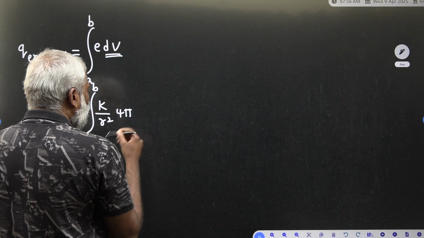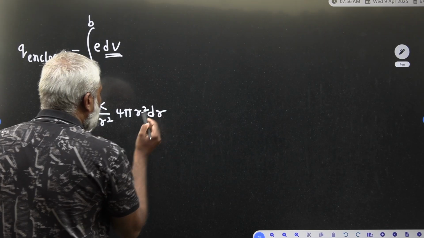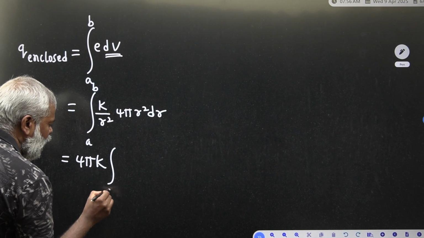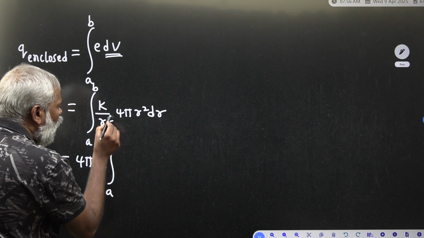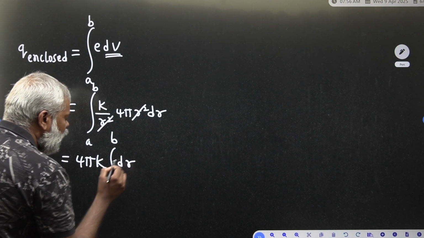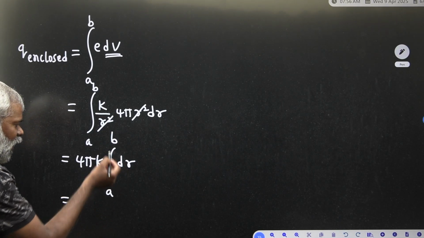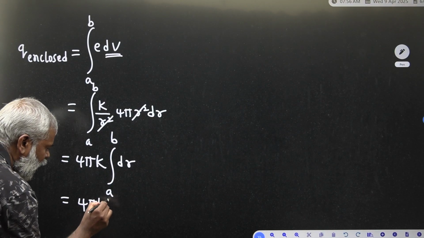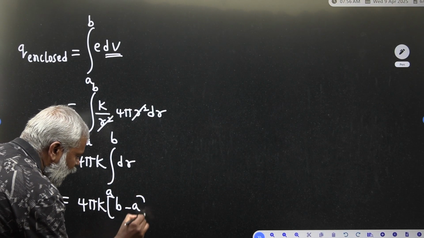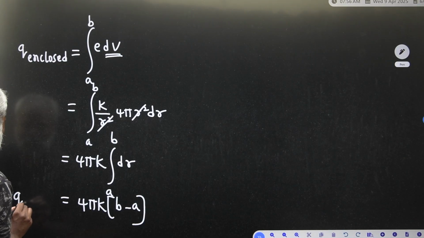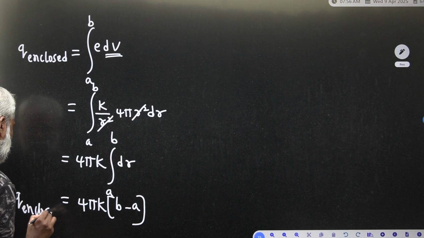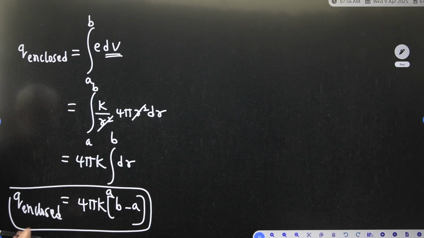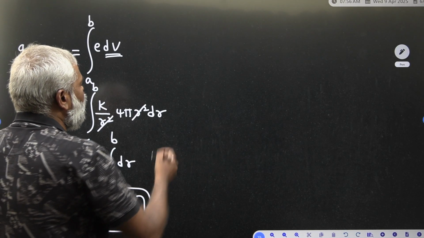r square into dr. So now you are able to take the constants outside, 4 pi k integral a to b, r square gets cancelled, integral dr. So integral dr is equal to r, you write it is 4 pi k into b minus a. This is which one? Charge enclosed through a Gaussian surface. Charge enclosed through the Gaussian surface is equal to 4 pi k into b minus a.